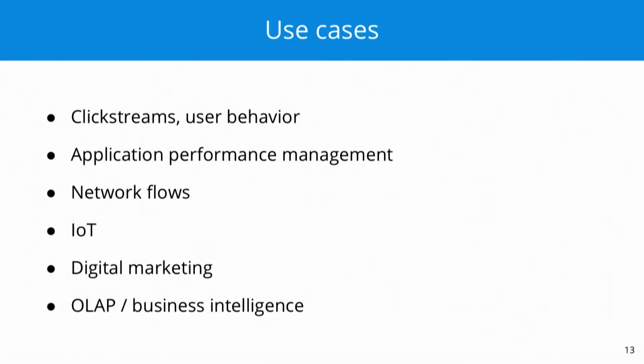So the use cases for these kinds of things, they all have similar use cases. Click streams and user behavior is a big one. So, tracking activity on mobile apps, websites. Application performance management. So, if you have an API, you want to emit metrics every time it does something. Emit metrics about latency, how long it took for the API call to happen, how long it took to make a database query, how long it took to make a Redis query, that kind of stuff, and analyze that. Network flows, Internet of Things, sensor data, digital marketing, online advertising, and OLAP and business intelligence. So these are all pretty common use cases for this kind of technology.